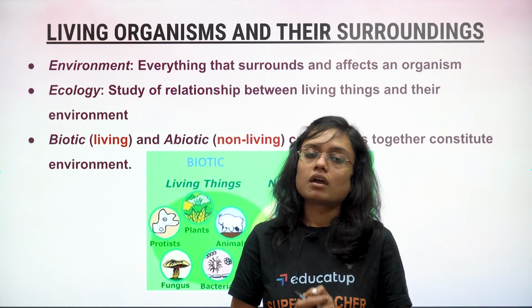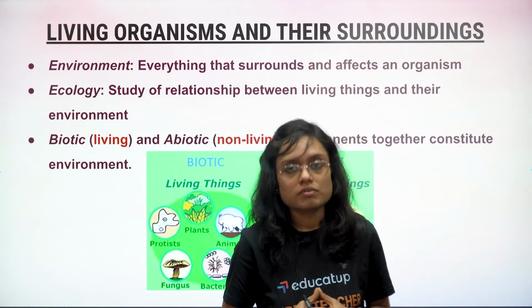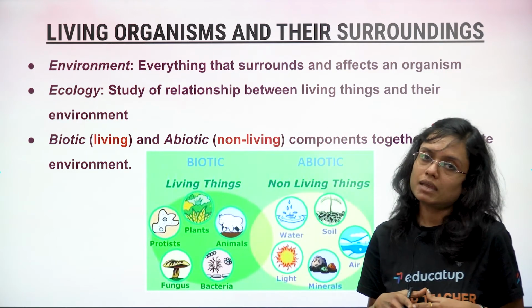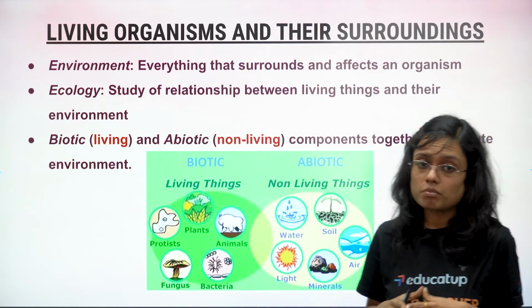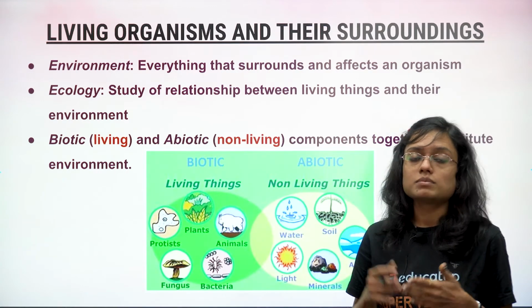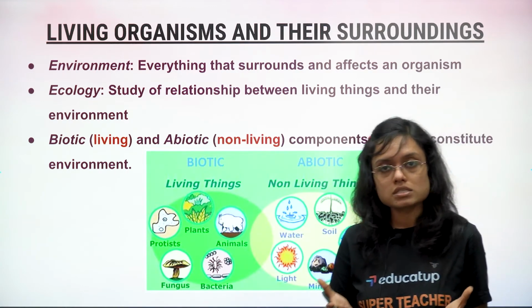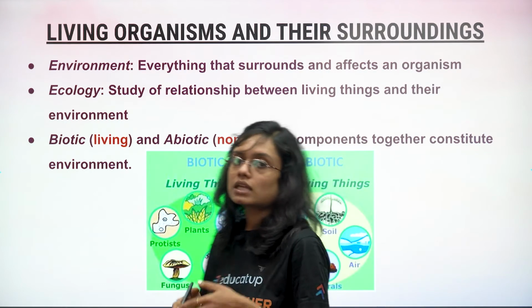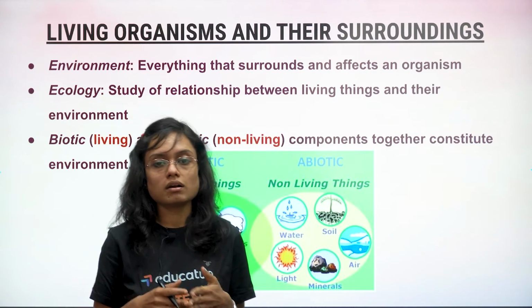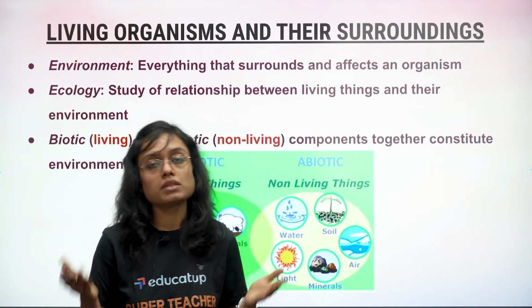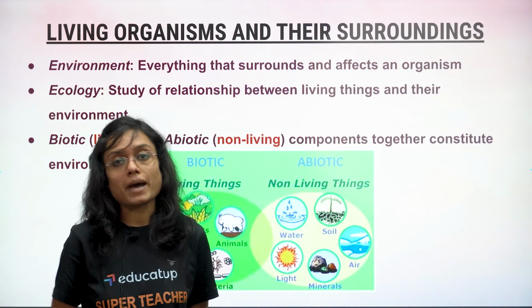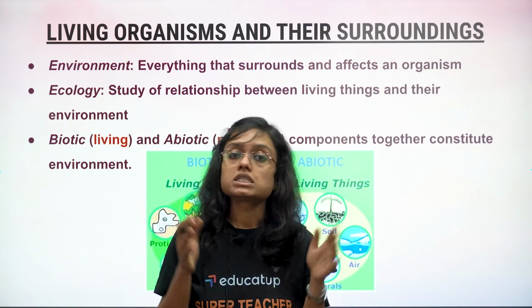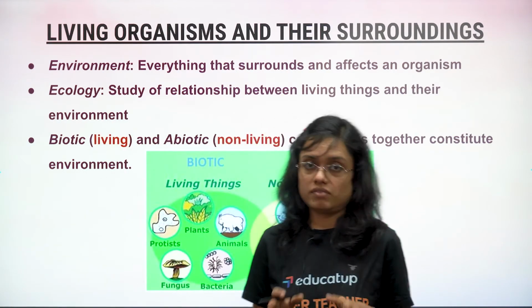Now, environment is always made up of two components, biotic and abiotic. Biotic means the living component, that is the plants, animals, bacteria, fungi, protists. And abiotic is the non-living component, that is air, water, light, soil, minerals. So, both biotic and abiotic constitute the environment always.